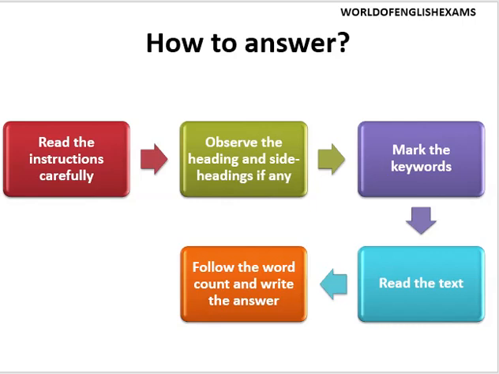Then observe the headings and side headings if any. If there are any headings and side headings, we need to underline the keywords in them. So the third step followed by this is marking the keywords, then followed by reading the text. Reading the text which is related to the keywords. Because we have underlined the keywords, we can very easily find them out in the passage.